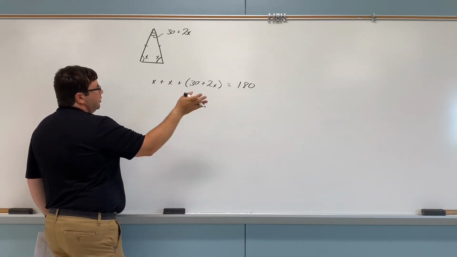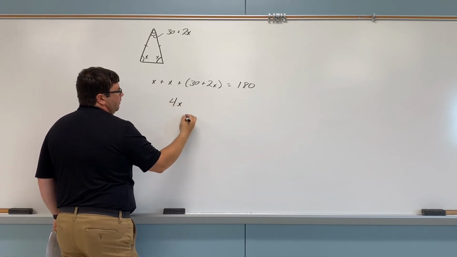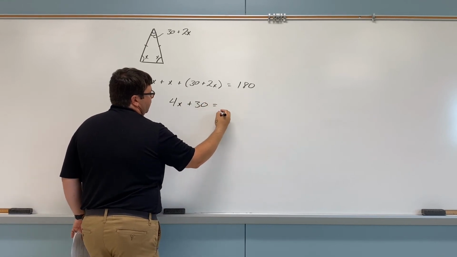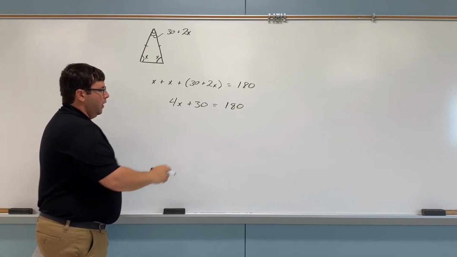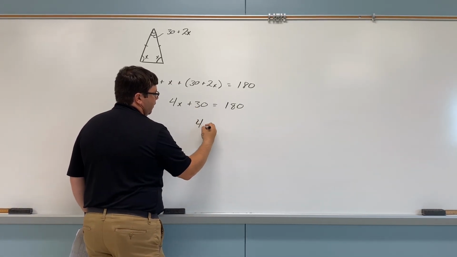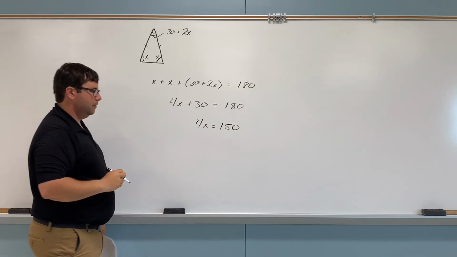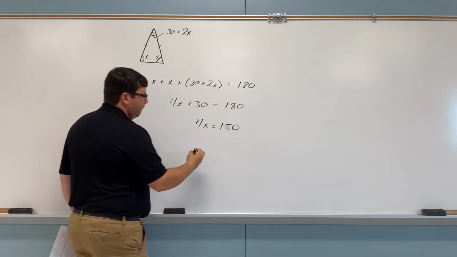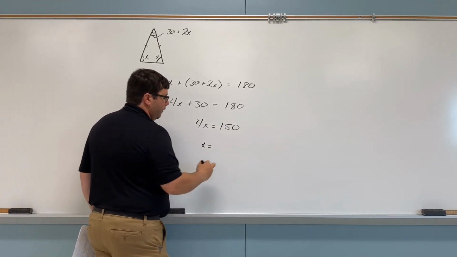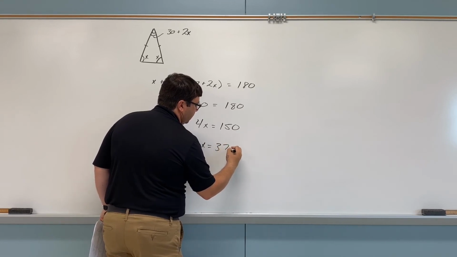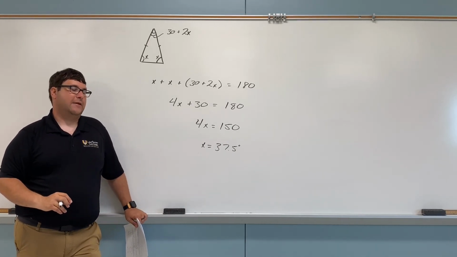I don't see any fractions or decimals, so I'm going to go ahead and combine my like terms. That gives me 4x plus 30 is equal to 180. Subtract your 30 over. You have 4x is equal to 150. Divide by 4. If you need to use a calculator, that's perfectly fine. As you divide by 4, you will come out to a decimal. You'll come out to 37.5 degrees.